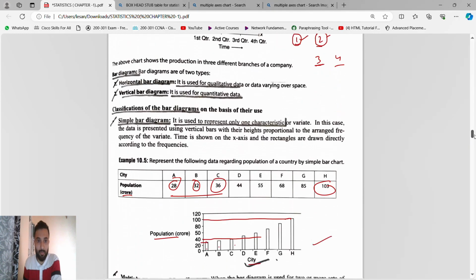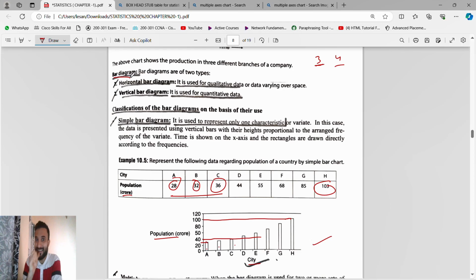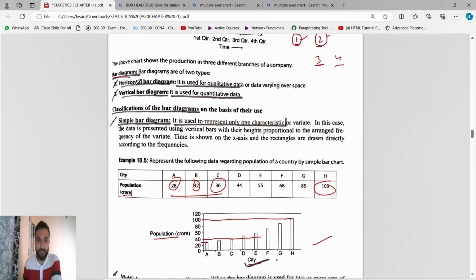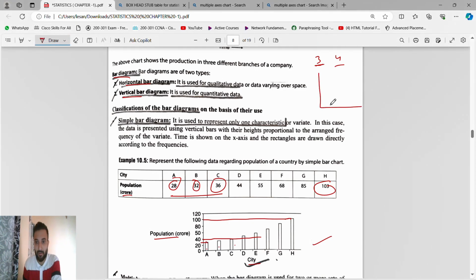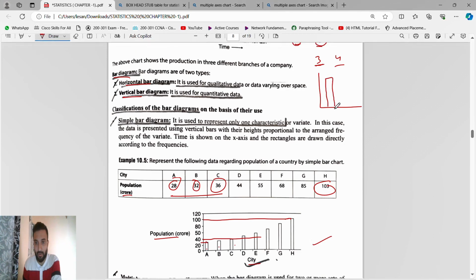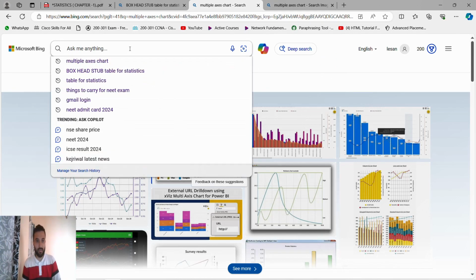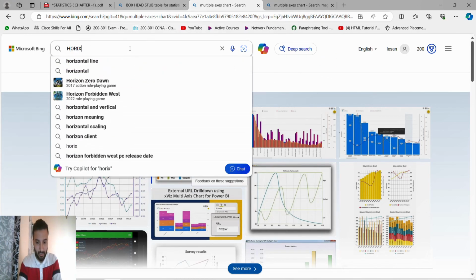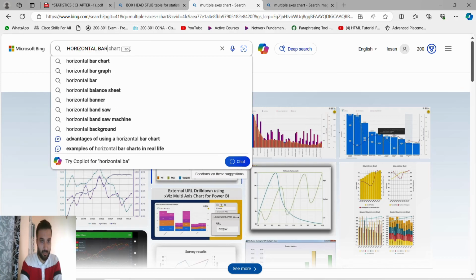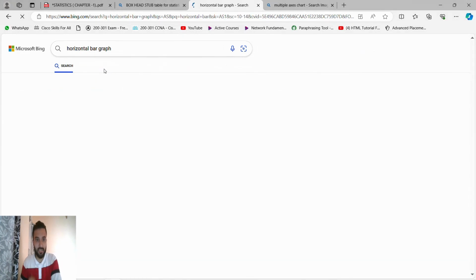Now next we will come to the bar diagram. Okay, bar diagram, there are two types: horizontal bar diagram and vertical bar diagram. So horizontal bar diagram means like this. See, we are making it horizontal. Wait, I will show you here. Everything I will show you. Why are you taking tension? Horizontal bar diagram, bar chart, anything.